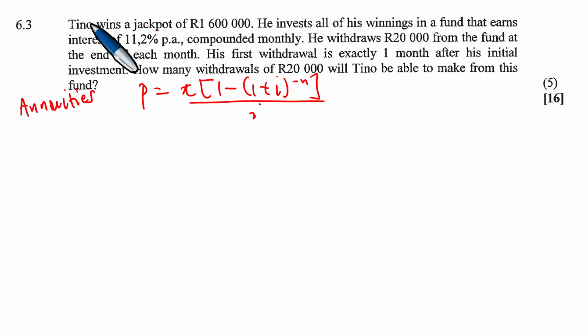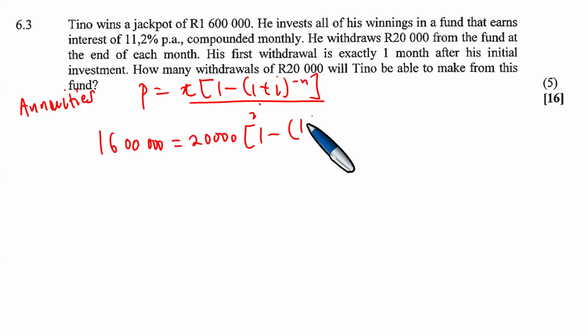Now we understand that Tino wins a jackpot of 1.6 million. So it's 1.6 million, and he withdraws 20,000, you put the withdrawals here. 1 minus 1 plus, it's 11.2% compounded monthly, which means that you divide by 100 here. So you can put here 11.2 over 1200.